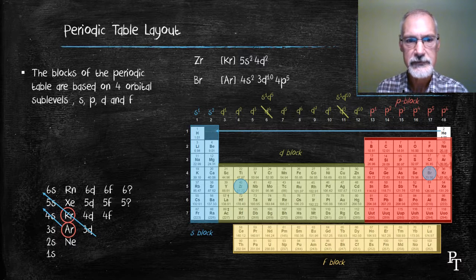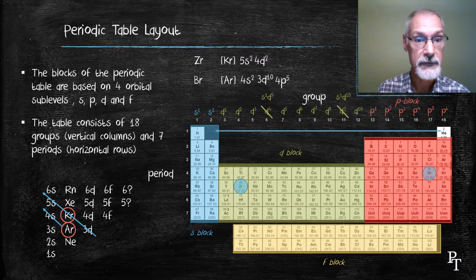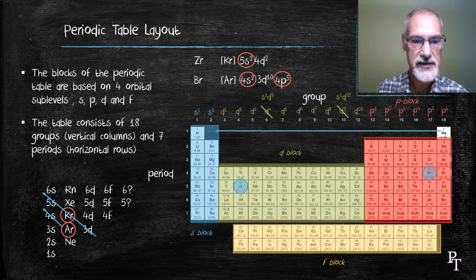The table consists of 18 columns, or 18 groups. And also, on the other side of the periodic table, we have what are called the periods, or the rows. The period gives me an idea of the highest energy level that the valence electrons are located at. So for instance, the element zirconium, being in the 5th period, I know its valence electrons lie in the 5th energy level. Similarly, bromine, in the 4th row, has its valence electrons in the 4 orbitals, and here I've circled them.